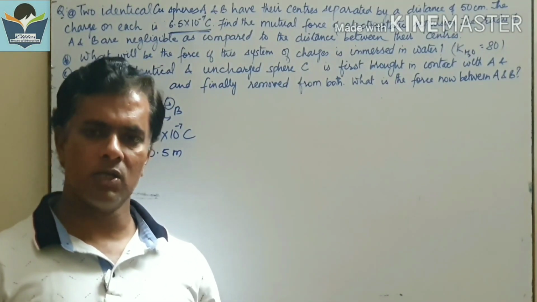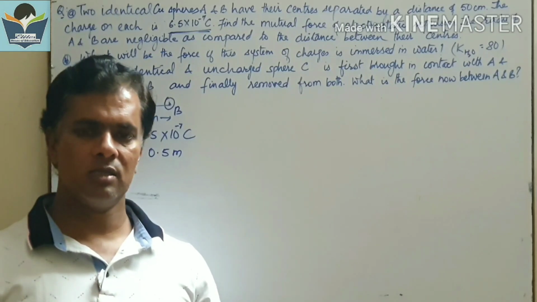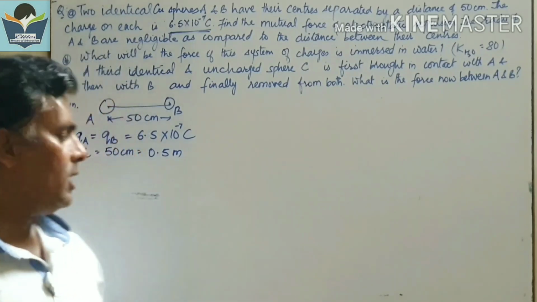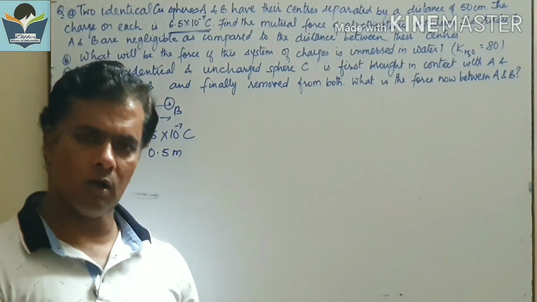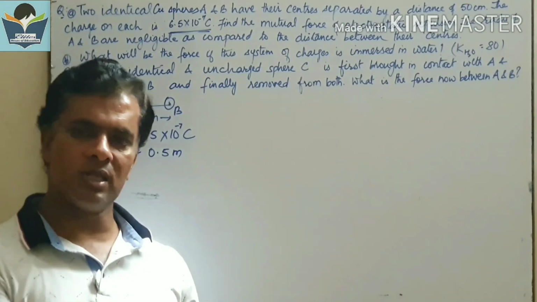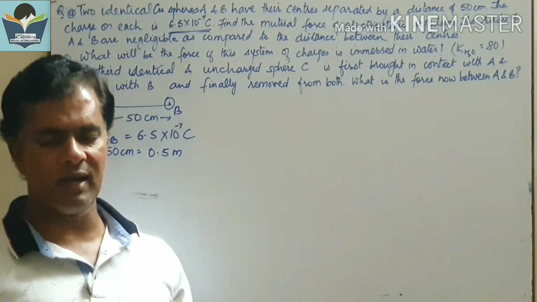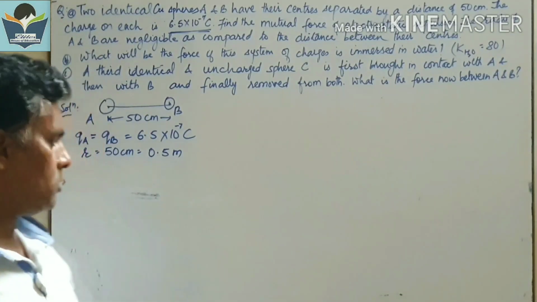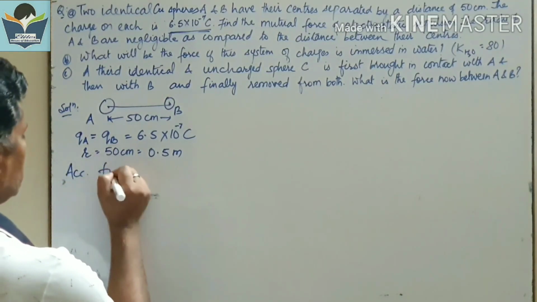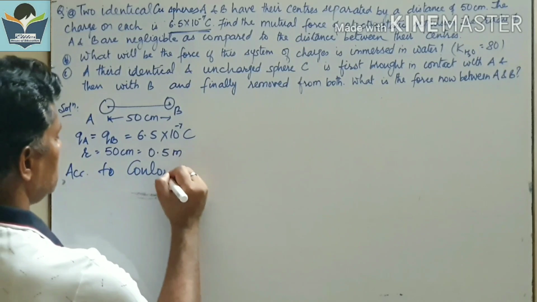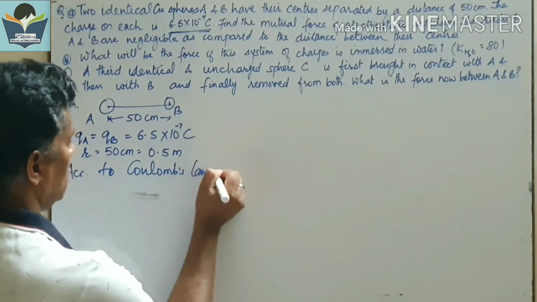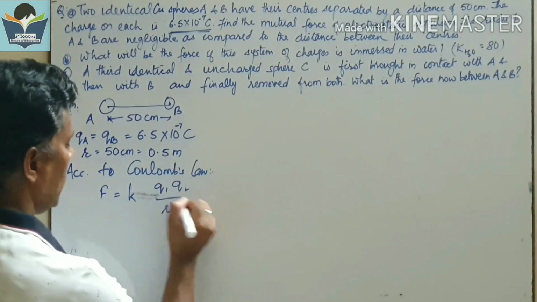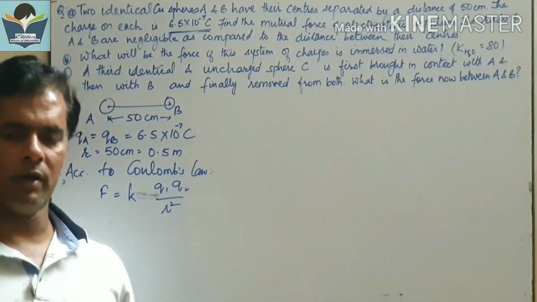As these are identically charged spheres, it means their charges have the same value as well as the same sign. If charge on A is positive, the charge on B is also positive, and if charge on A is negative, charge on B is also negative. So definitely like charges repel each other, and the force between them will be repulsive. According to Coulomb's law, the force between them is K Q1 Q2 upon R square. This is the expression we had already discussed.